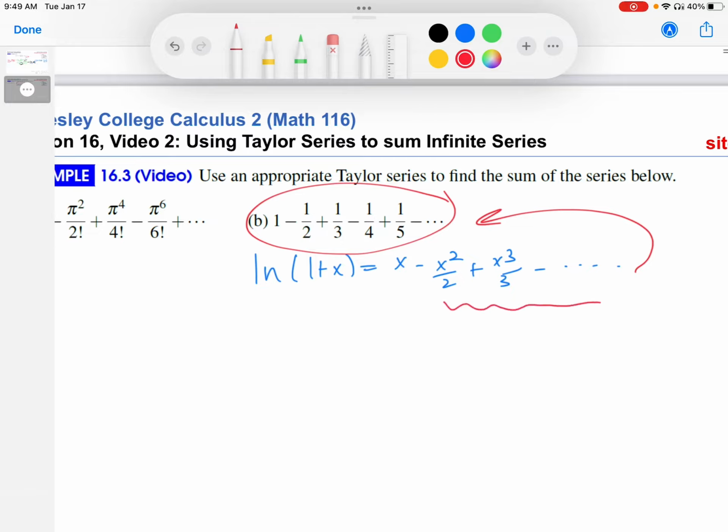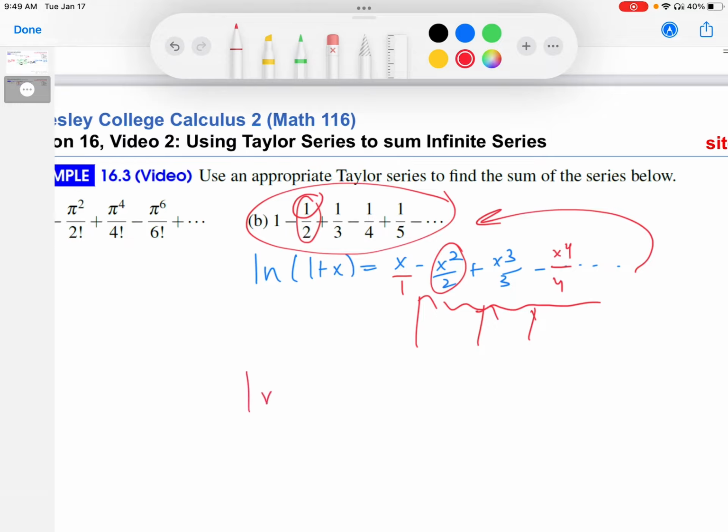The denominators here are just increasing whole numbers, if you will, 1, 2, 3, 4. This would be x to the 4th over 4. And then it's an alternating series. So increasing whole number denominators, alternating series, check. So it looks like this one might fit. And then what would be the x value? Well, just for example, looking at the 1/2 term, x squared over 2, it looks like x is going to be 1.